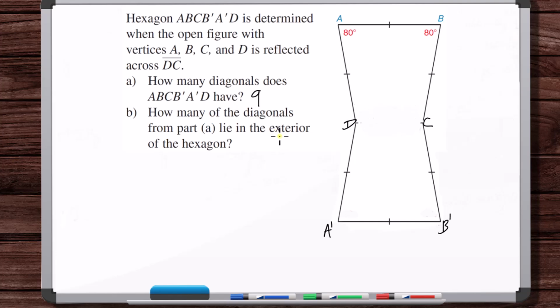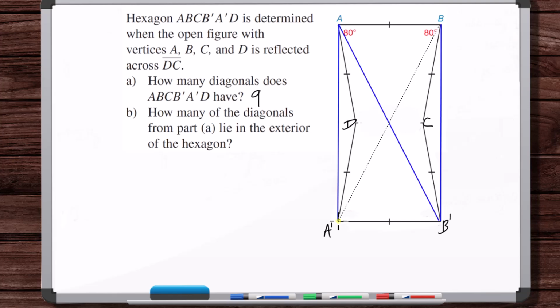So it's 9. Now, how many of these 9 diagonals lie in the exterior of the hexagon? Well, there are going to be some that do because this is concave. So there's 1, there's 2, and that should be it. 1 per reflex angle. Counting the diagonals: 3, 4, 5, 6, 7, 8, 9. Yeah, 2.